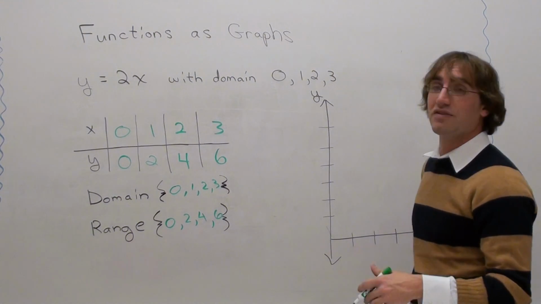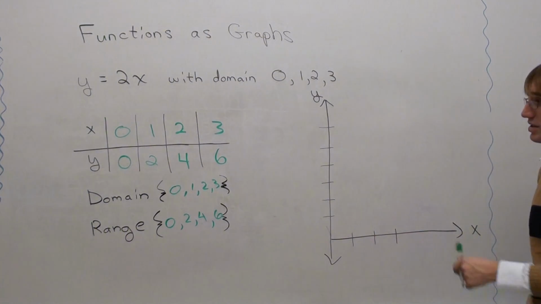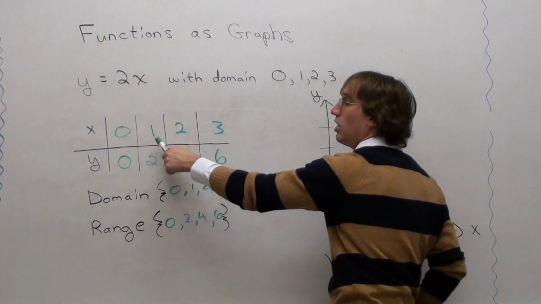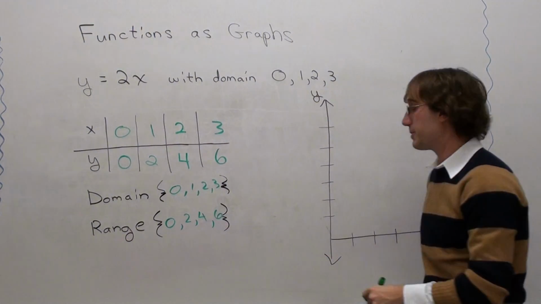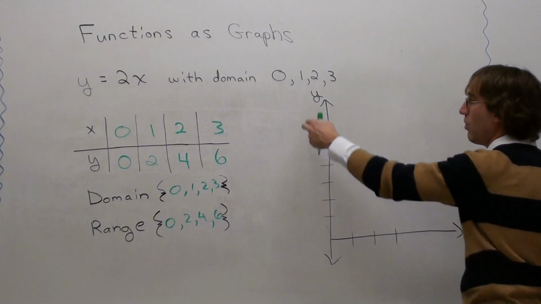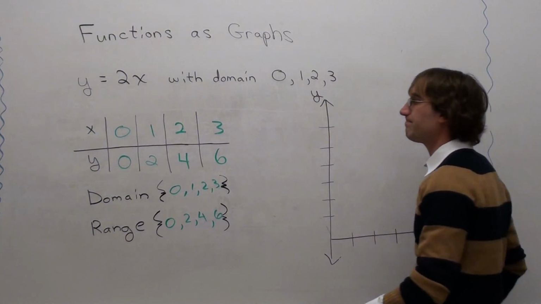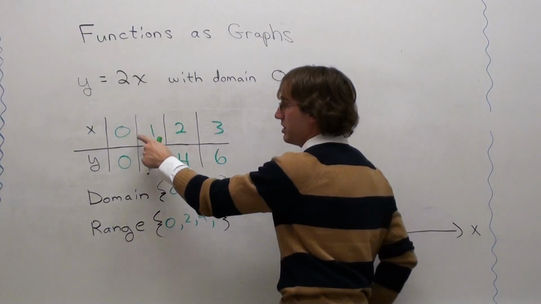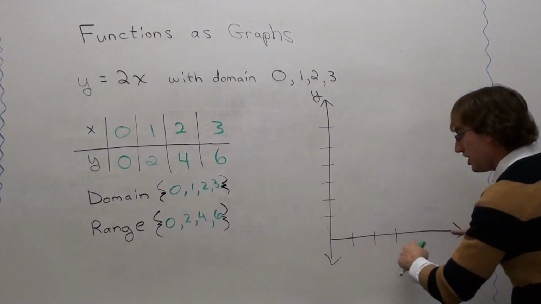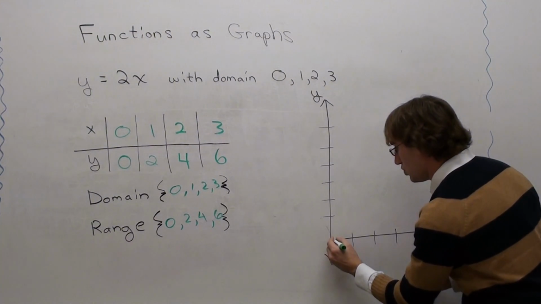Now my first point I have to graph on my little makeshift graph here is 0, 0, then 1, 2, 2, 4, and 3, 6. My x values are on this line. My y values are on this line. And it's like going to grandma's house. I want to graph 0, 0. So I want 0 on the x, well, I don't go anywhere, and 0 on the y. So right there.